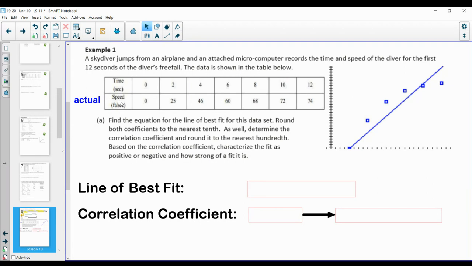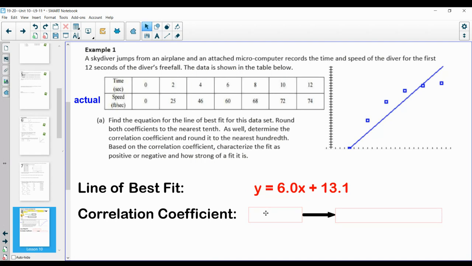So take a few moments now. You're going to pause your computer. You're going to enter your X into your L1, your Y into your L2, and then you're going to find your line of best fit using Stat, Calc, and then you'll want to use option 4. So pause the video now and please find these values.